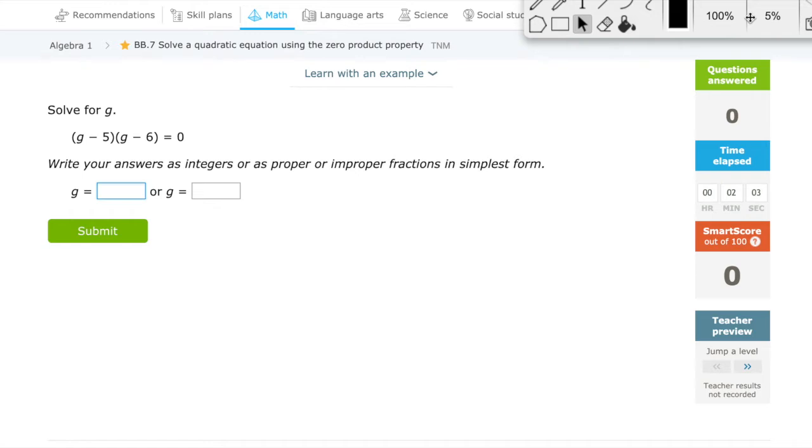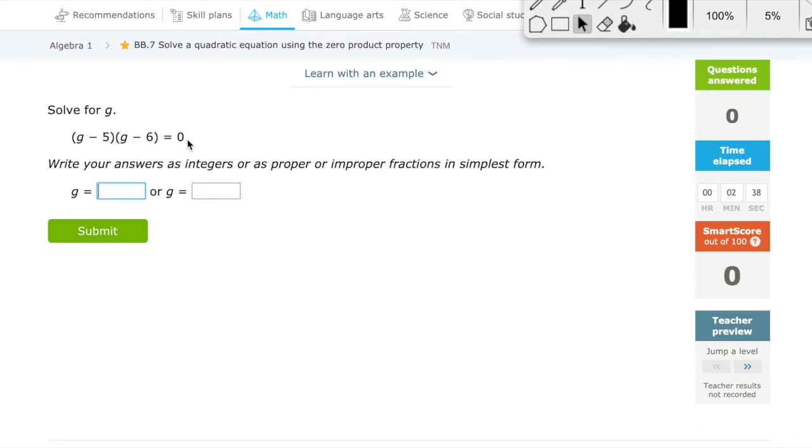Anyways, getting into this, the first one, BB7, is actually solving for a variable, in this case g, when you are given two factors. So we spent time in class talking about if we had a binomial or a trinomial or really any polynomial, how we would break that up into factors. For this one, it starts you with the two factors. In this case, that's g minus 5 and g minus 6 equals 0.